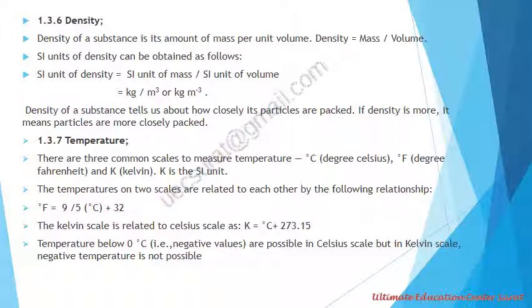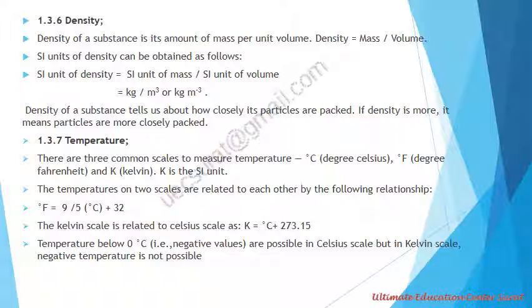The Kelvin scale is related to the Celsius scale as K is equal to degree Celsius plus 273.15, always. If either is given to you, suppose degree Celsius is given to you, you can calculate the temperature in Kelvin, and if the Kelvin is given, you can convert it into degree Celsius.